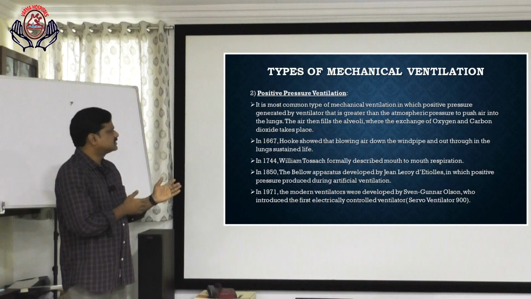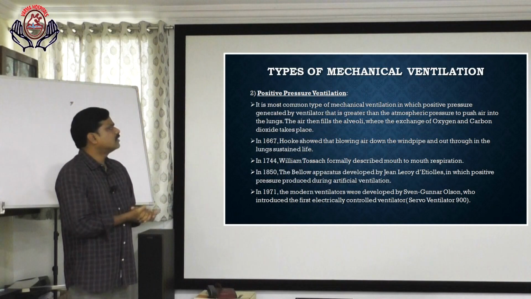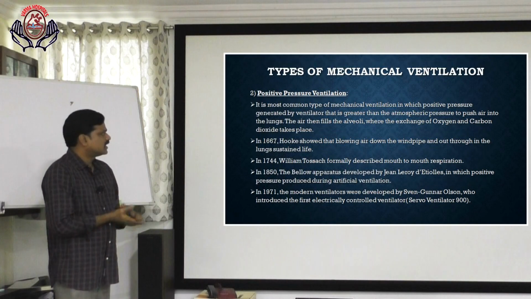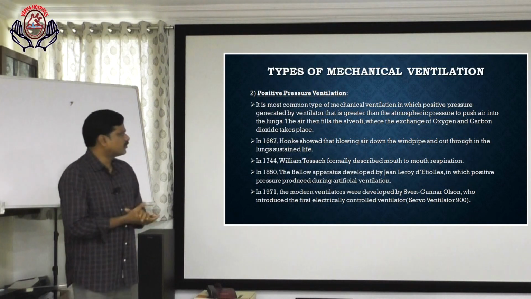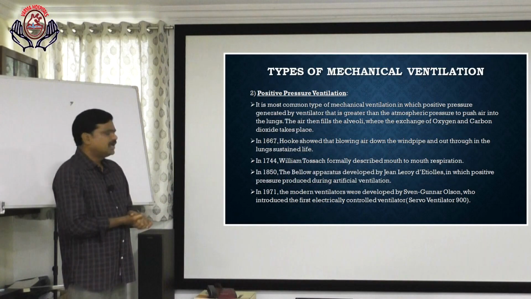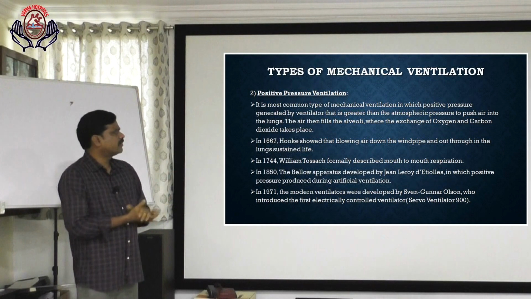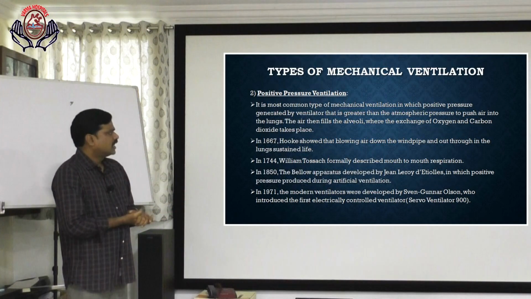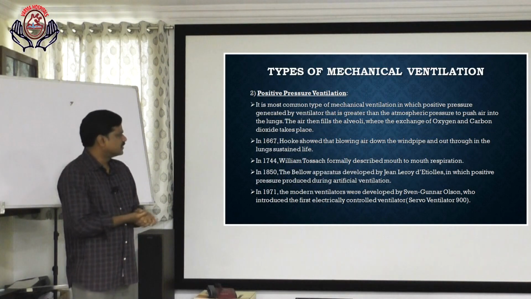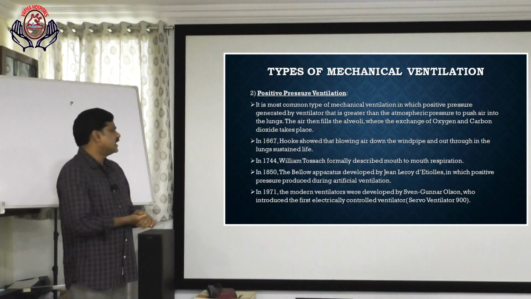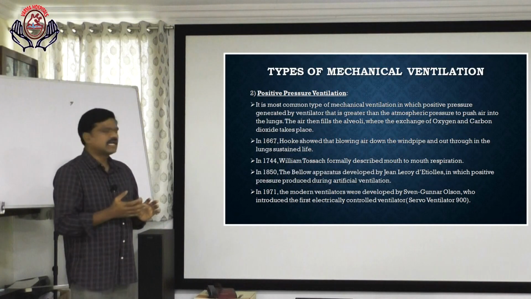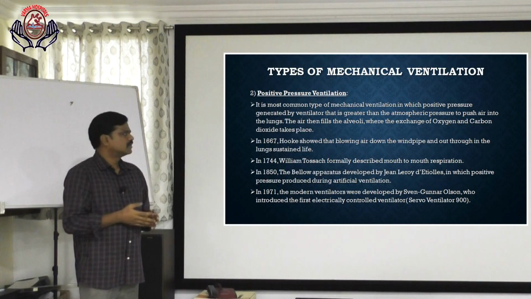In 1667, Hooke showed that blowing air down the windpipe and out through the lungs sustained life. In 1744, William Tossach formally described mouth-to-mouth respiration. In 1850, the bellows apparatus was developed by Jean Leroy d'Etiolles, in which positive pressure was produced during artificial ventilation. In 1971, the modern ventilators were developed by Sven Gunnar Olsson, who introduced the first electrically controlled ventilator, called the Servo Ventilator 900.